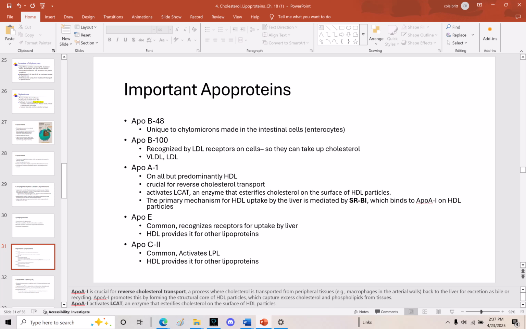So ApoA1 will activate LCAT. It'll activate this enzyme that esterifies cholesterol on the surface of HDL particles in order to store it. So when you esterify cholesterol, you're essentially putting a fatty acid on it to store it. And you're storing it in the middle of that. And that's to keep it stable so it doesn't drop off accidentally as the lipoprotein is moving around.